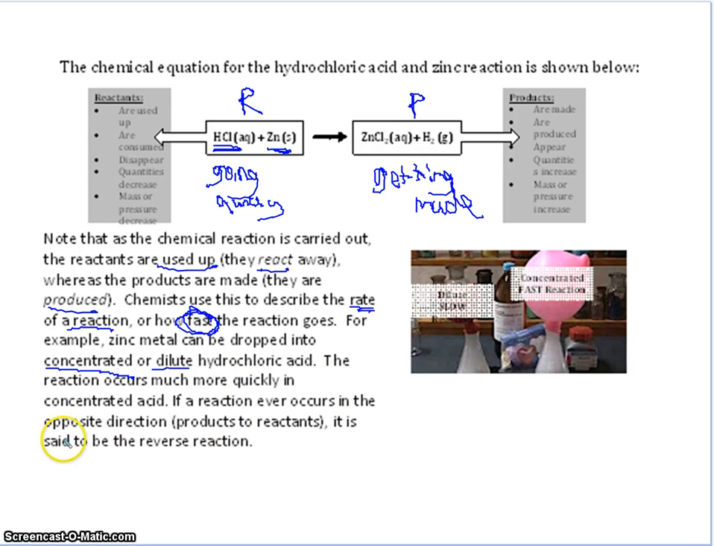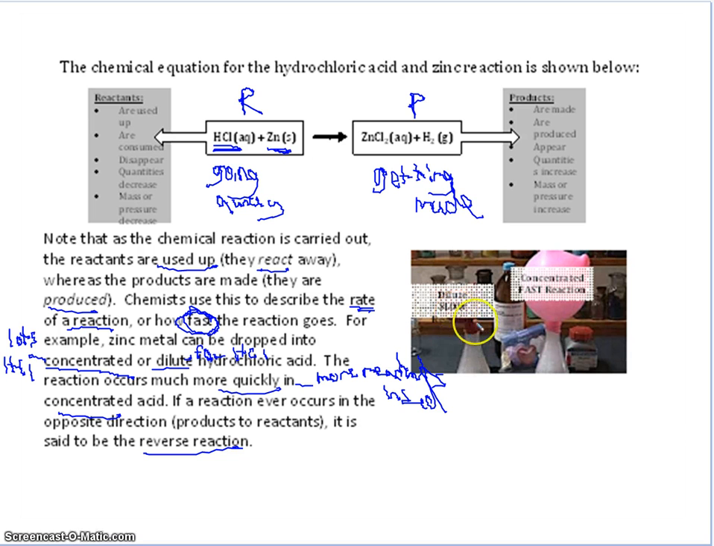hydrochloric acid. So concentrated means lots of HCl. Dilute means few HCl. The reaction occurs much more quickly in concentrated acid. If a reaction ever occurs in the opposite direction, it's said to be the reverse reaction. Okay, so if the reaction's occurring more quickly, that means more reactants used. What's this? So dilute, this one's slow.